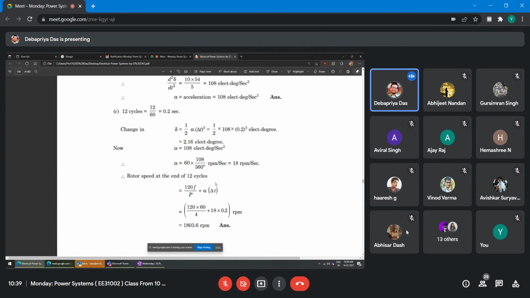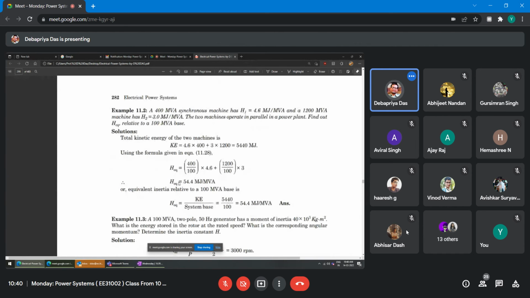Only you have to be alert about changing the units. Like second square here means second into second, and 1 second is equal to 1 upon 60 minute. So 60 has gone to the numerator into 180 divided by 360. So it is 18 RPM per second. This way it has been made.